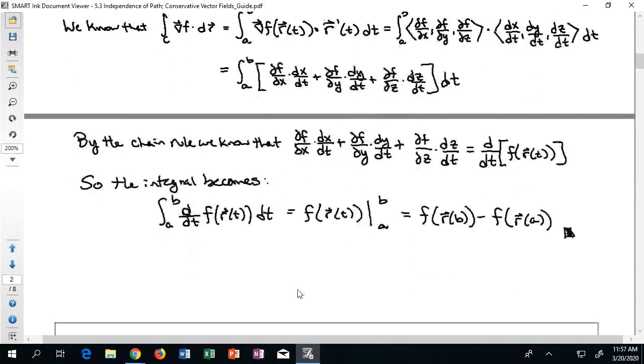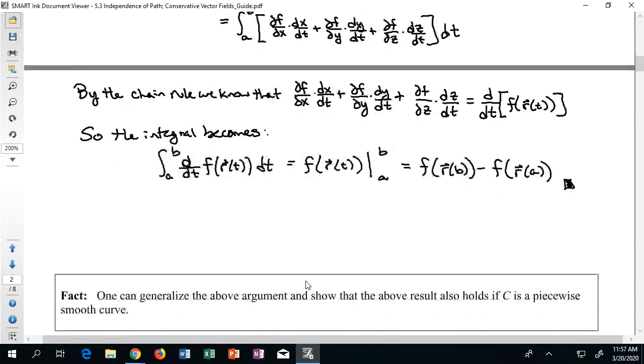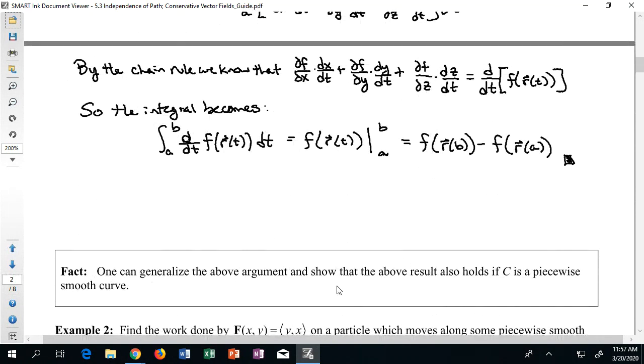So this is a really, really powerful idea. And one thing that's cool is we could even generalize that above argument to show that the result holds even if C is a piecewise smooth curve, which we've talked about before. In the next video, we'll take a look at an example of how we can actually use this to help us very, very quickly determine the work integral for a particular question.